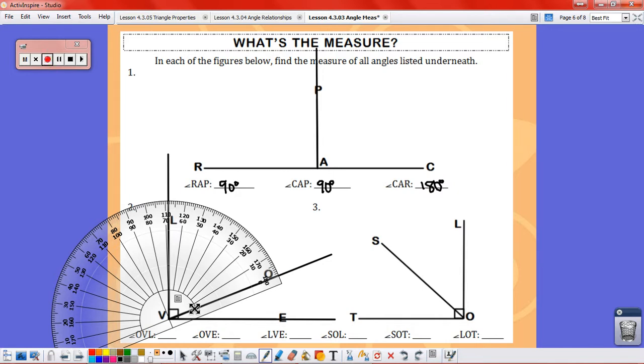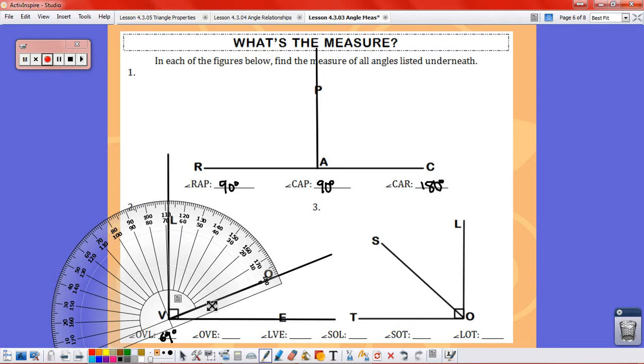Alright, so I have my 0 edge lined up. Now I can find the measurement of the angle. Again, either start at 0 and go up, or just go, well, this is between 60 and 70, and it looks like it's 68, 69. I'm going to go with 69. 69 degrees. 10, 20, 30, 40, 50, 60. 1, 2, 3, 4, 5, 6, 7, 8. It's between 8 and 9. I like to round up.